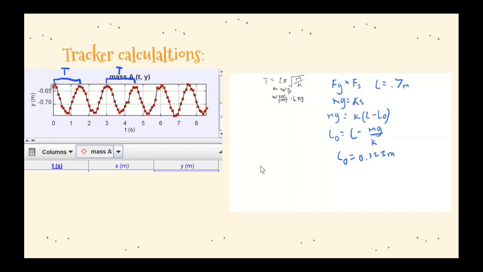Using what I made in Tracker, I calculated T, the period of oscillation, which was 6.83, and then the force of gravity and the spring force I used to calculate L0, which is 0.123 meters.